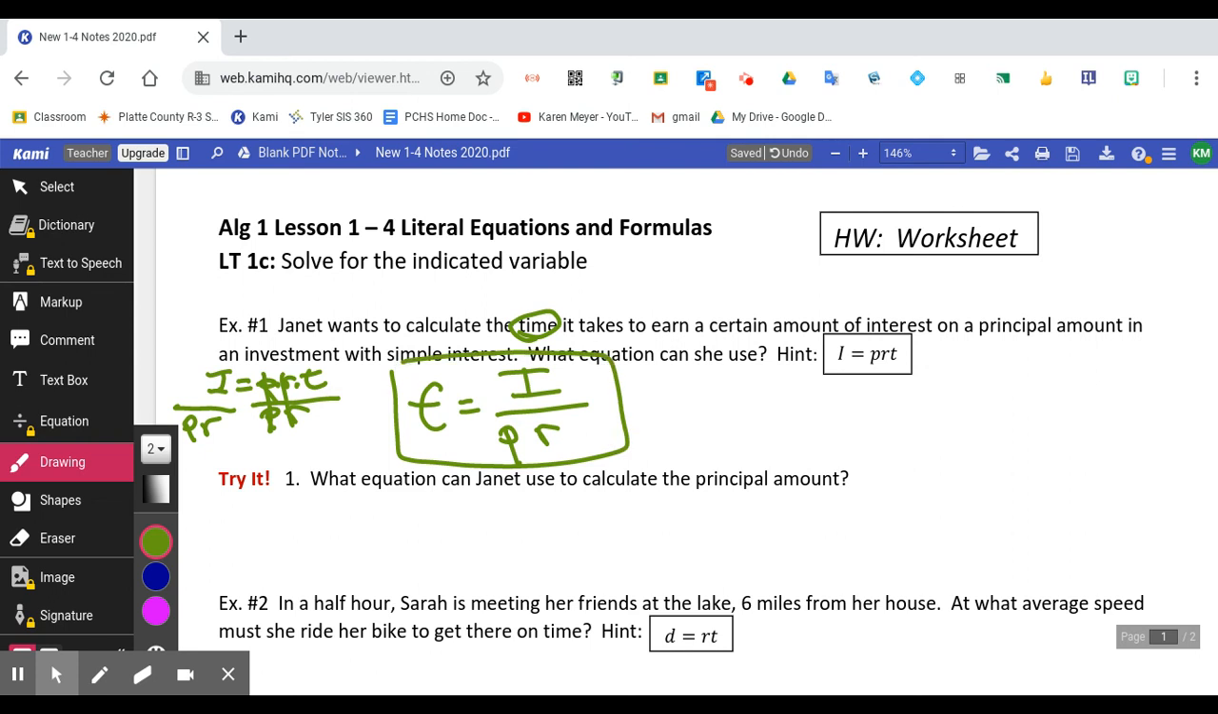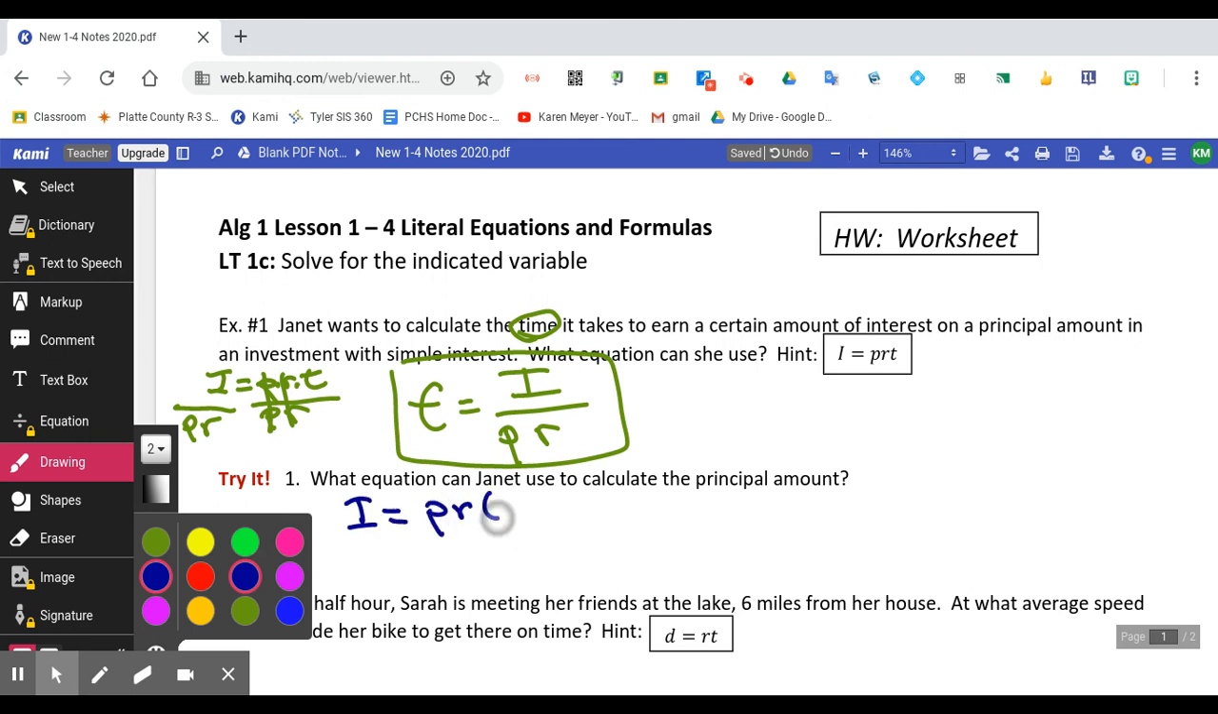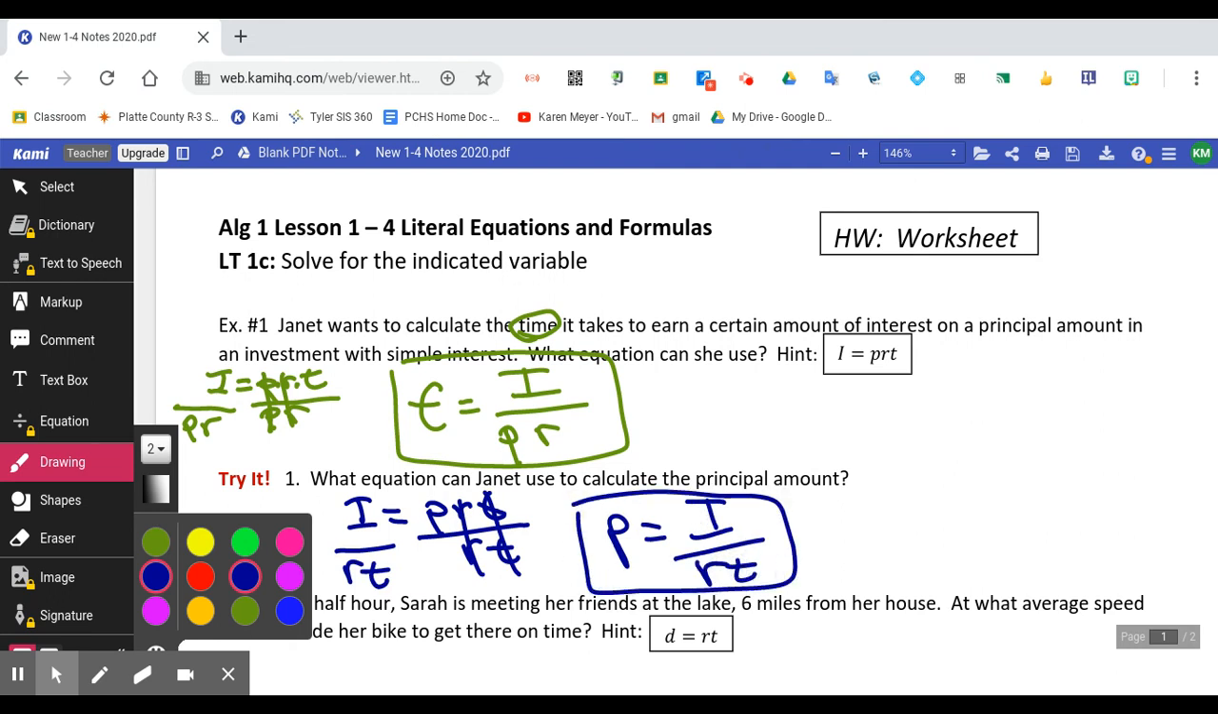Now pause the video and take that same formula that you originally had, I equals PRT, and on the try it, try to solve it for P. So hopefully you came up with the answer P equals I over RT.